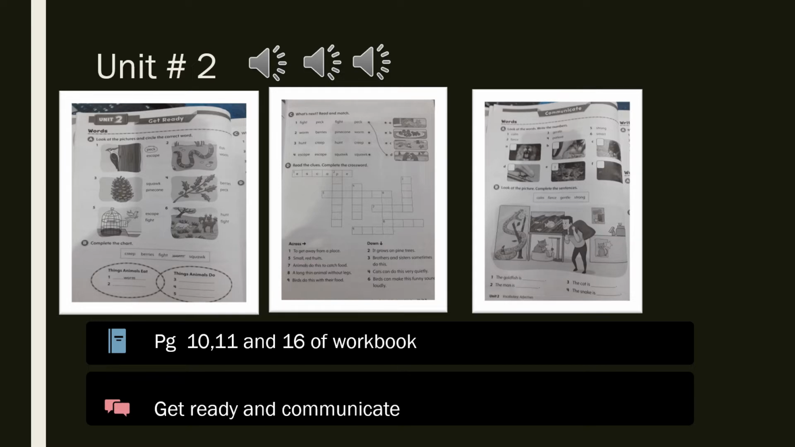Okay, so the first one is already done, that is peck. Number 2 is worm. Number 3 is pine cone. Number 4 is berries. Number 5 is escape, and number 6 is hunt. B part is complete the chart.